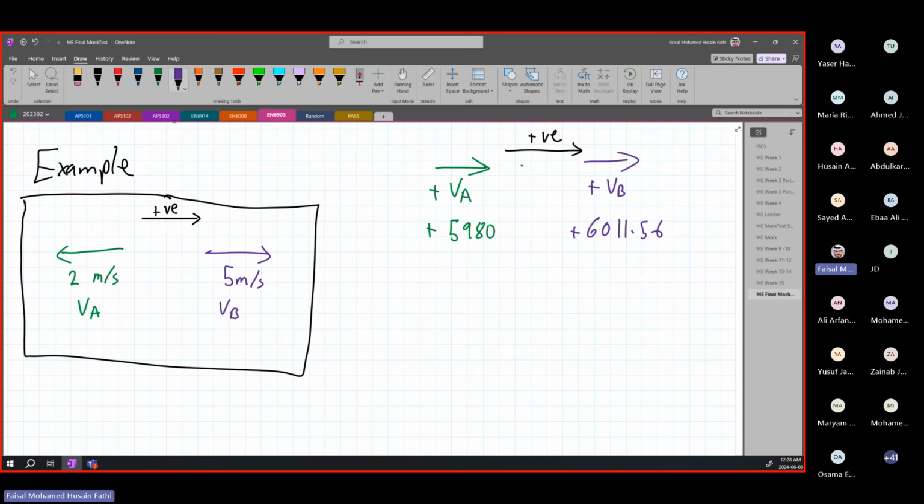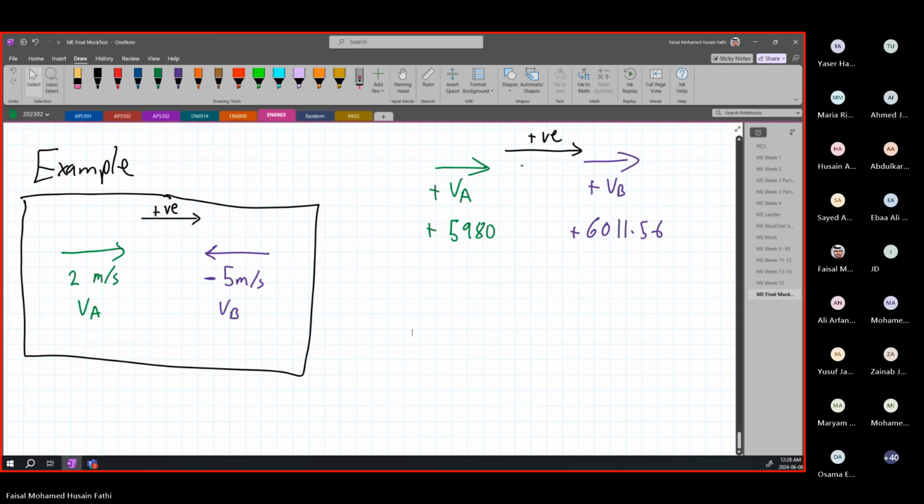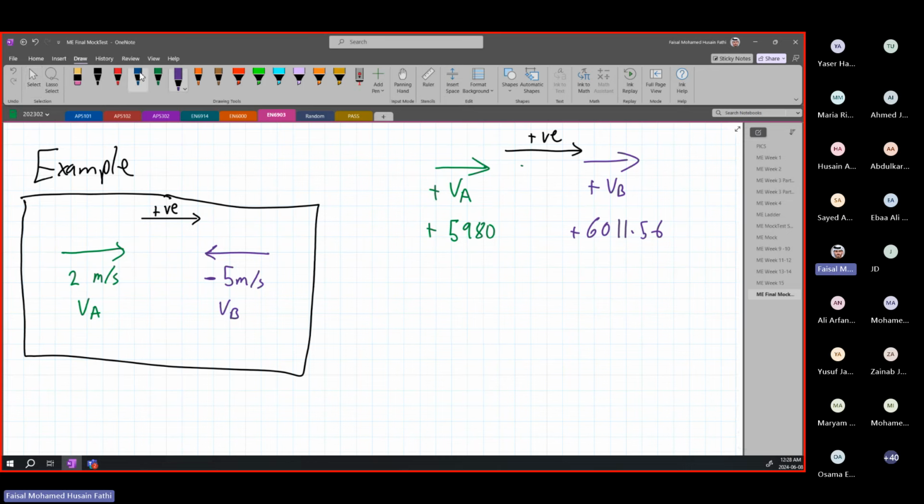When you do VB minus VA, or let me do it in the opposite directions so that it matches the example you wanted to do. If they were going in this way and you're assuming this is your positive direction, VB now is negative 5 meters per second, because it is going in the opposite direction to the direction that we have assumed. Okay? Therefore, when we do our recession velocity now, it is going to be VB minus VA, which is minus 5 minus 2, or in this case, minus 7.